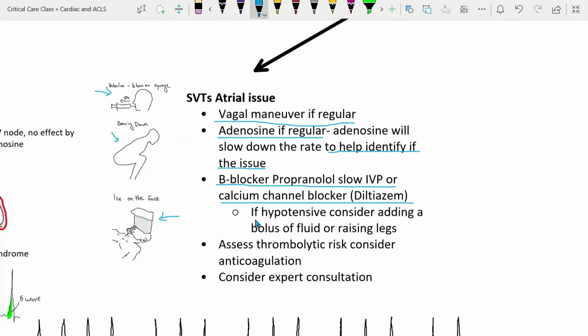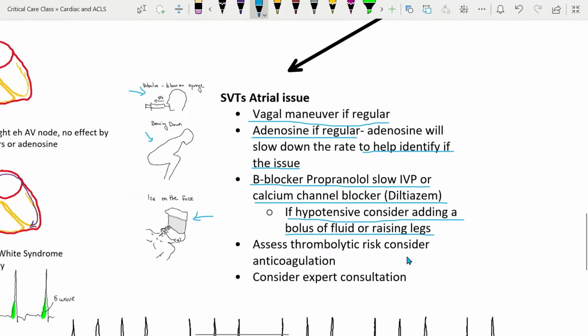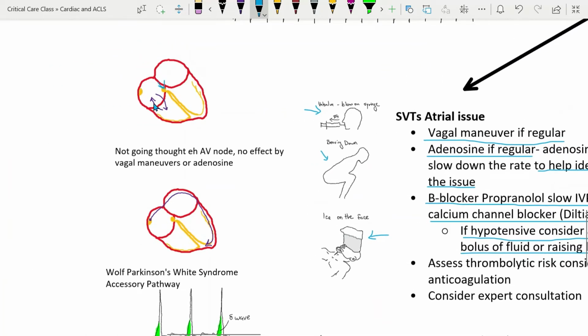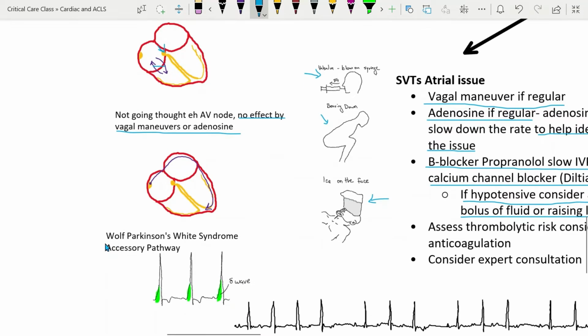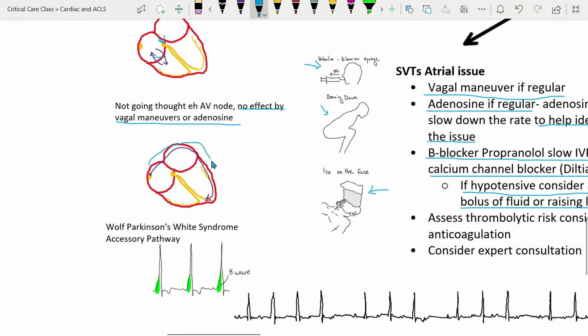If the patient is hypotensive, consider adding a bolus of fluids or raising the legs when treating with beta blockers or calcium channel blockers. If the cause of tachycardia is an electrical impulse that is not going through the AV node, adenosine will be ineffective. Adenosine will be ineffective on re-entering tachycardia that is outside the AV node and in Wolff-Parkinson-White syndrome, where a patient has an accessory pathway. When adenosine is given to a patient with Wolff-Parkinson-White syndrome, their heart rate may accelerate to 300 beats per minute.